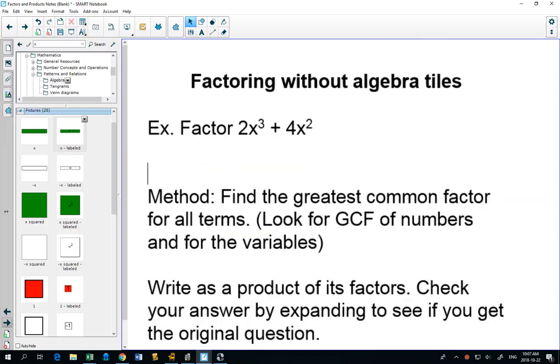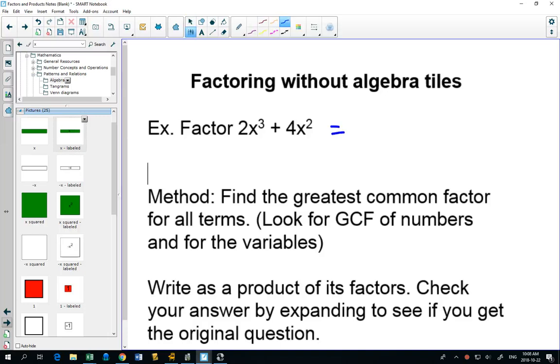So here, that's algebra tiles. We don't have to do that very often. How do we factor something fully without algebra tiles? We're looking for the greatest common factor for both the numbers and the variables, and then write it as a product of our factors.